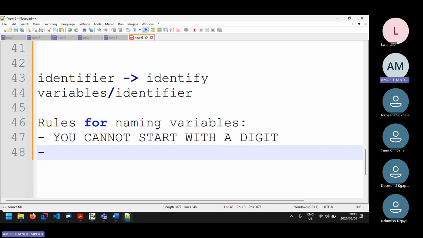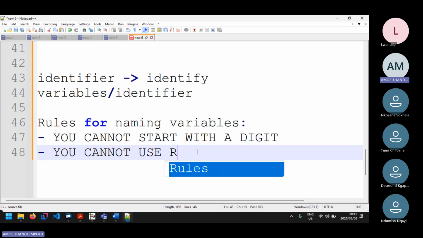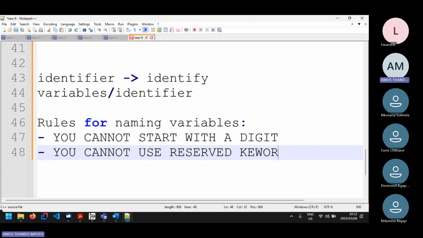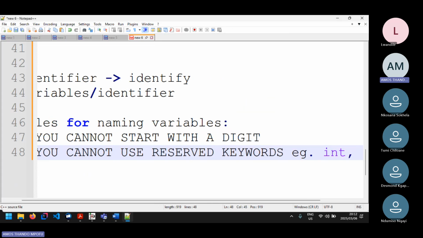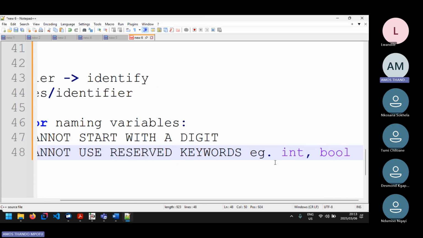And then, what's another? The thing is, there's a lot of rules. You cannot use reserved keywords. What are reserved keywords? Example, int. Example, bool. Basically anything that you write and it's highlighted in blue, anything that's part of C++, you cannot use as the name of a variable.